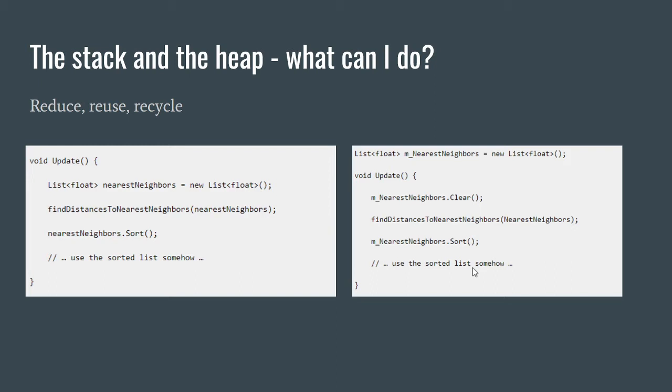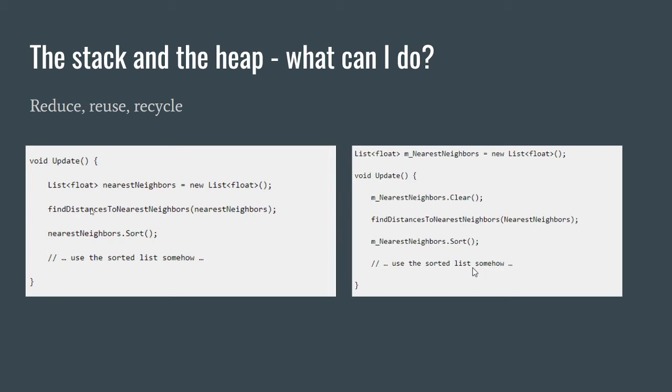So, using something again. In the first example, it's an update loop, just like in Unity, and you're at the beginning of the update loop, which usually happens once a frame, so 60 times a second. We've got a list of floats, and we're making a brand new list, and then we find the distance to nearest neighbors, and then we do a sort, and then we use the list somehow.